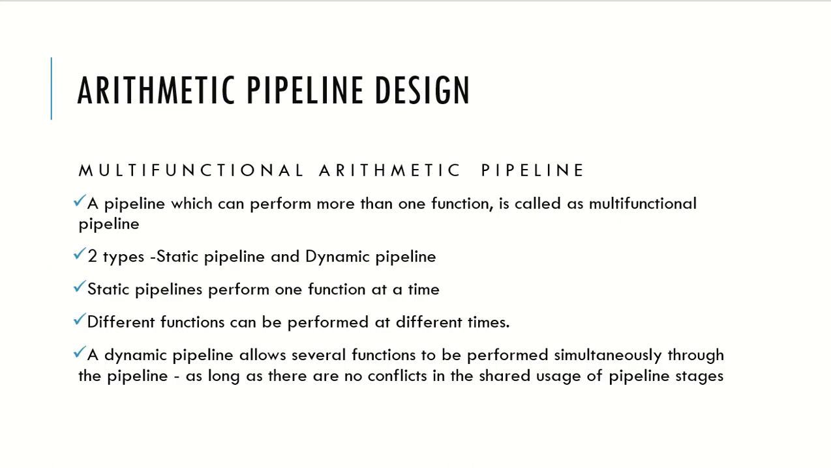Now, when you talk about a multifunctional pipeline, as the name says, it is going to have multiple functions, which means more than one function. So, you can even have a static pipeline or a dynamic pipeline. In the case of a static pipeline, it will be possible to handle only one function at the same time. In the case of a dynamic pipeline, you can have multiple functions performed at different times. A dynamic pipeline, as I said, will allow several functions to be performed simultaneously through the pipeline as long as there are no conflicts in the shared usage of pipeline stages.